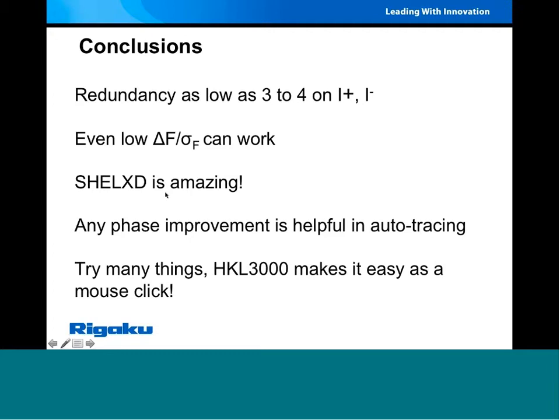George Sheldrick's ShelXD is amazing at finding the anomalous substructure. I didn't have a chance to show that any phase improvement is helpful in auto tracing. So sometimes you can't build the whole thing, but you just click it again, using the phases you have from the previous partial auto tracing, and instead of doing 3 builds, you might end up at 6 or so, and everything works. So I want to just say, try many things.